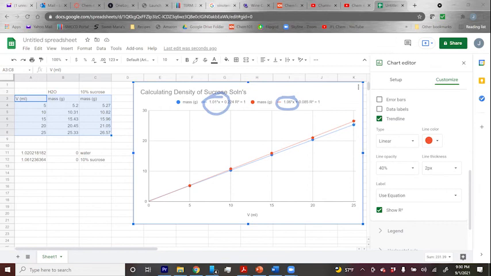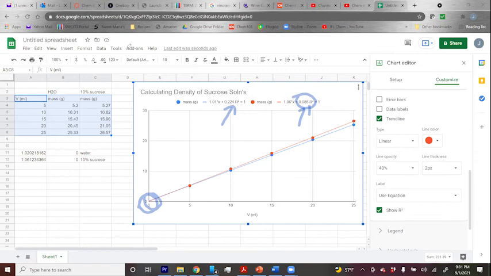But the instructions for the experiment want you to put the y-intercept at 0. And you can see it's close to 0 for both of these, but it's not quite. The y-intercept for my water is a little bit above 0, and the y-intercept for the 10% is almost exactly 0. It's really, really close. But the instructions say put it through 0. So how do we do that?